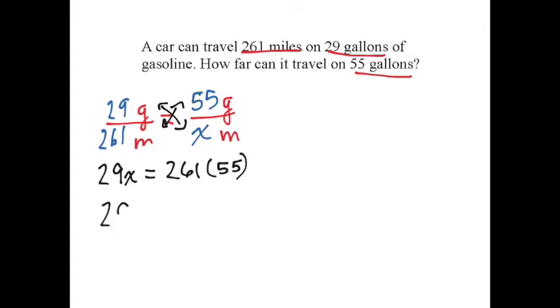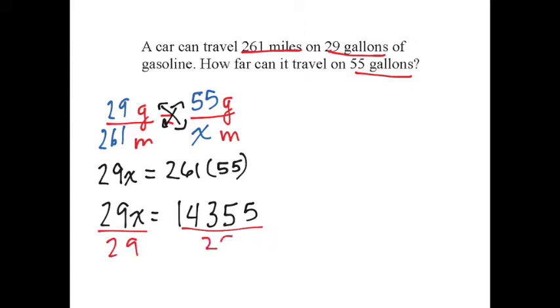And we get 29x equals 14,355. Now we'll divide both sides by 29, and we get x equals 495. We look back up top and we see that our x was miles, so yes, this is 495 miles.